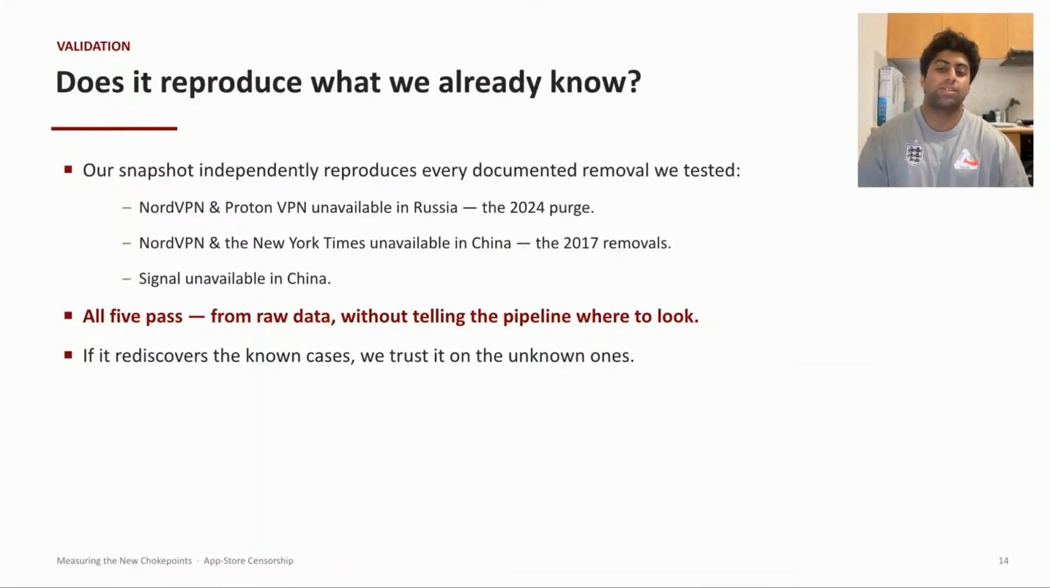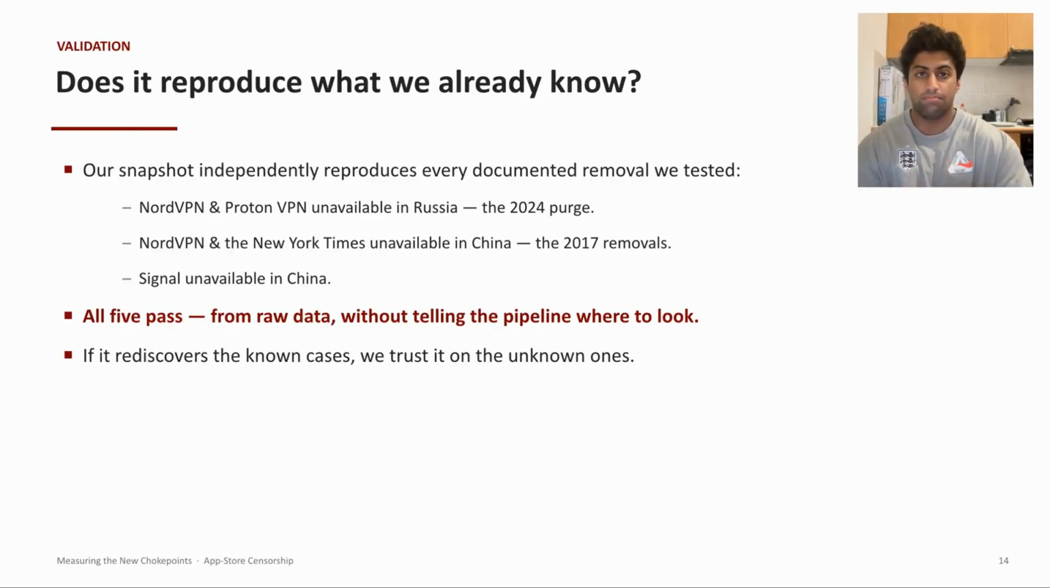Okay, so a skeptic should basically ask, how do you know these missing apps are censorship and not just a coincidence? So we have two answers. The first is validation. Our snapshot independently reproduces every documented removal we tested. So the Russia VPN purge, the China New York Times removal, Signal in China, all of them. So straight from raw availability data without telling us which pipeline to look into. And if it can rediscover the known cases, we trust it with the unknown ones.